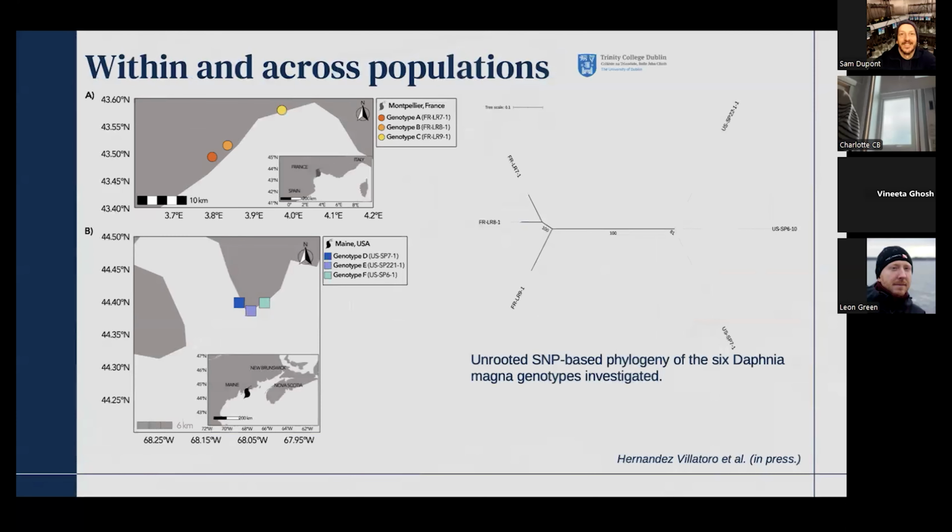Now at Trinity, I've been focusing on a completely different species. I've been working on Daphnia magna, which is a very good model species in freshwater ecosystems. So this is the work of my first master's student, who I'm really proud of. Her work has been accepted, it's in press. She was interested in responses to multiple stressors within populations and across populations of Daphnia magna. So basically, she took 3 clones from France and 3 clones from Maine that are genetically different, but that are still part of the same populations.